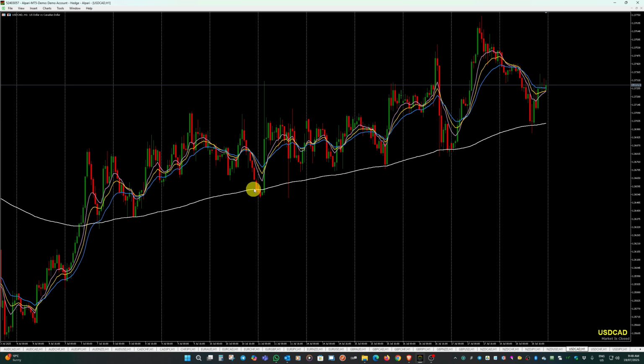But we can see here bouncing off the 200 EMA multiple times, so it's really following its own rules, basically bouncing off the 200 EMA and being consistent.